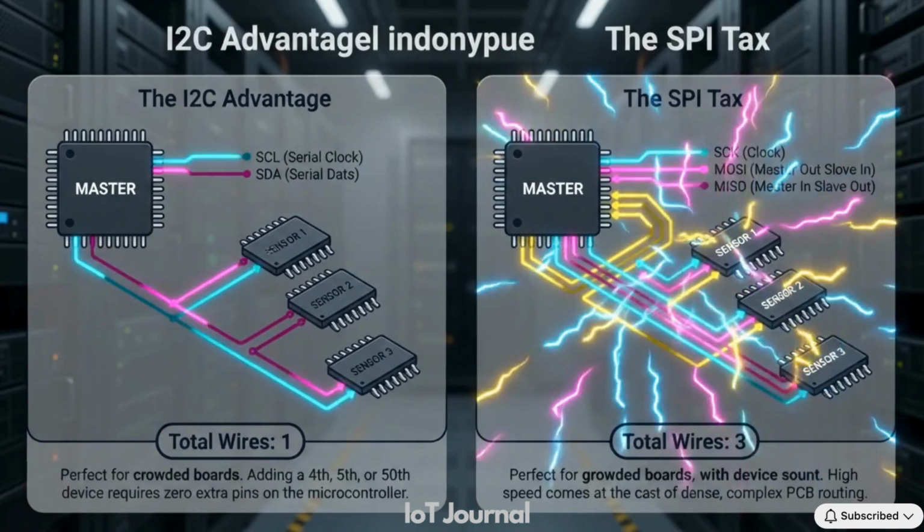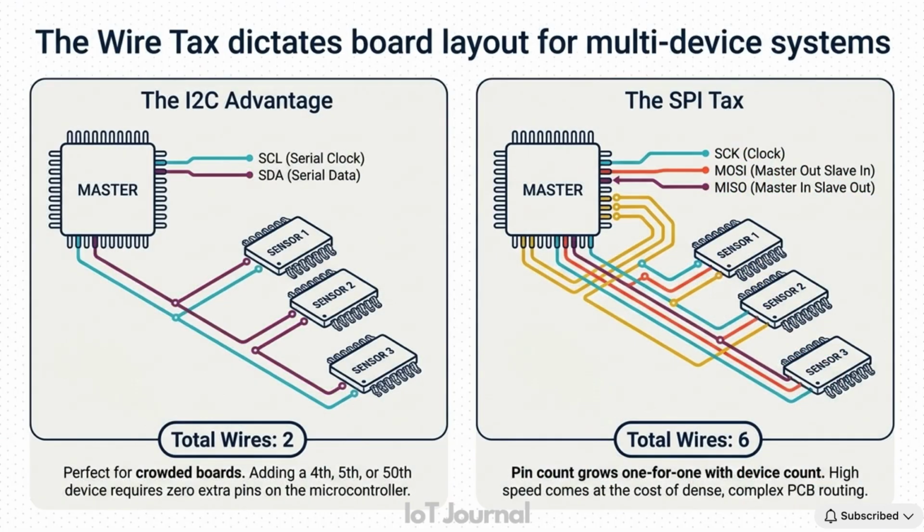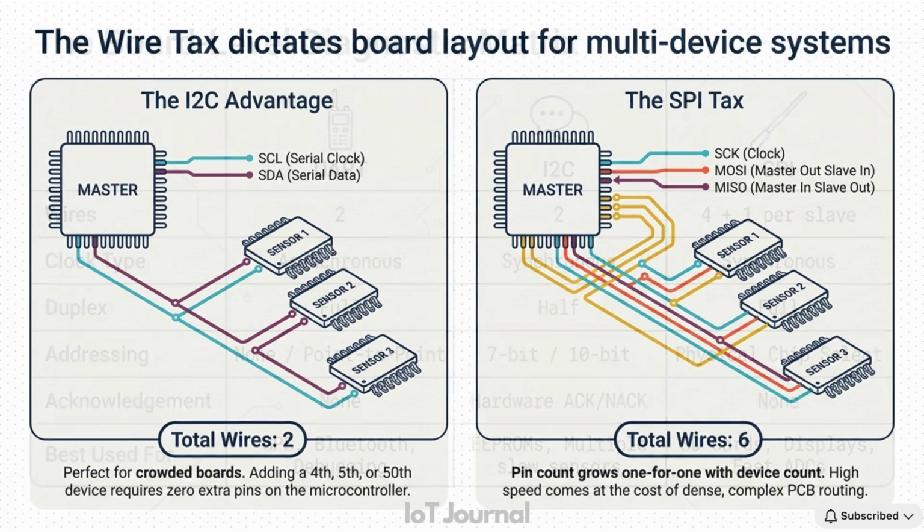Here lies the classic hardware trade-off. With I2C, adding a 4th, 10th, or 50th sensor requires 0 extra pins on your microcontroller. With SPI, every new peripheral requires a dedicated chip select, CS, line: 3 plus N wires. High-speed performance with SPI comes directly at the expense of PCB layout complexity and pin availability.